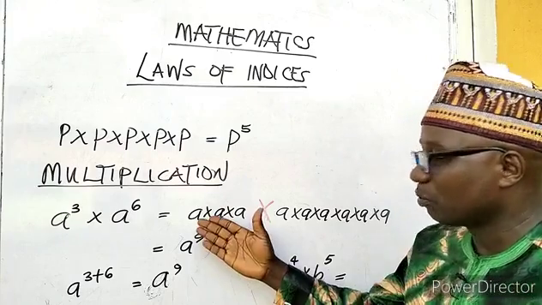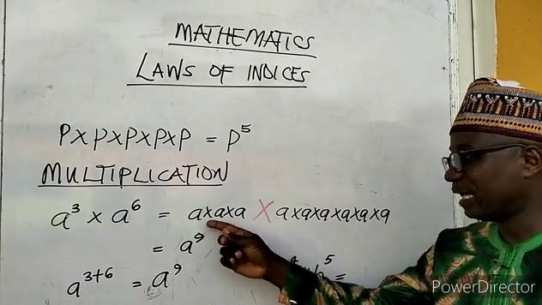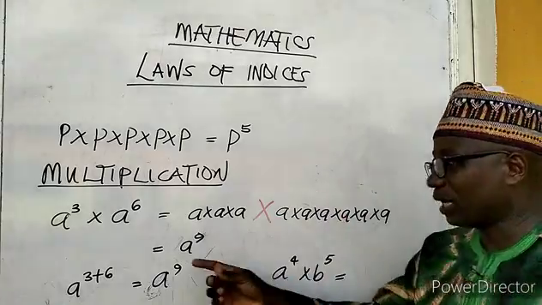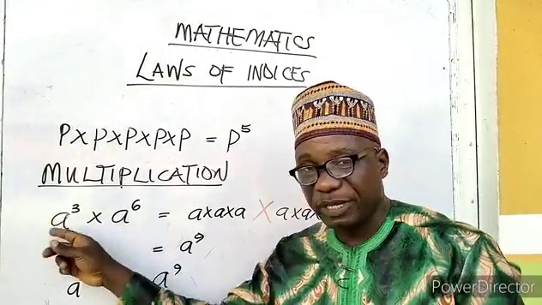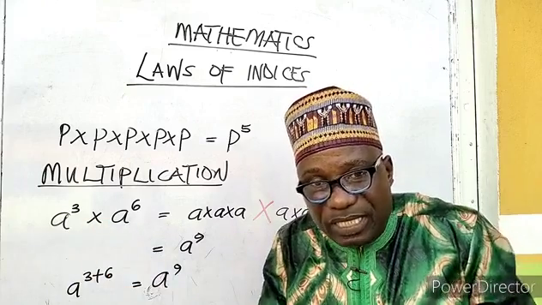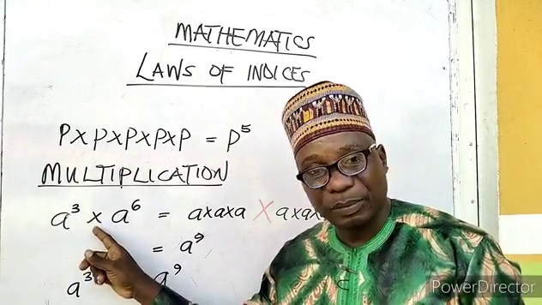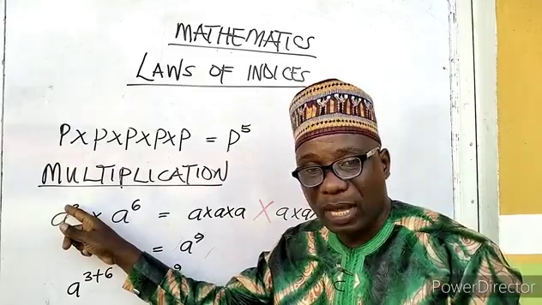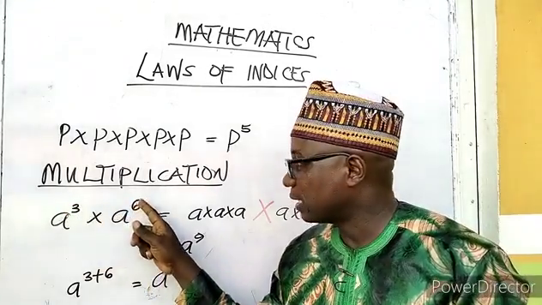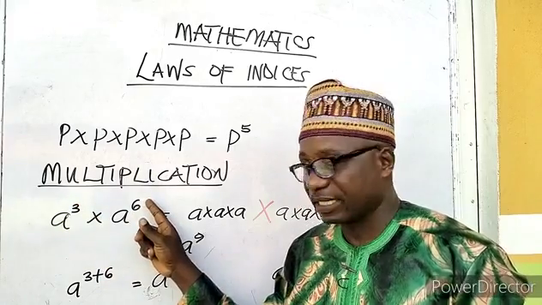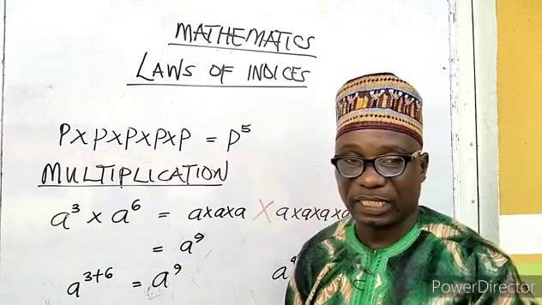Since that is the same base, A in both of them, what links them together? Multiplication. So we add the powers. That is this index and this index. You add them together. It will give you 9.